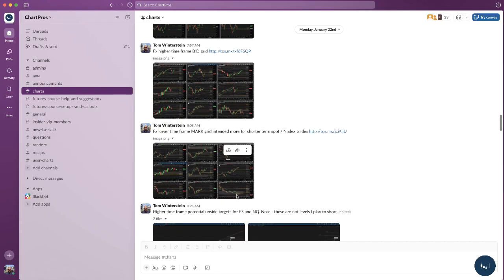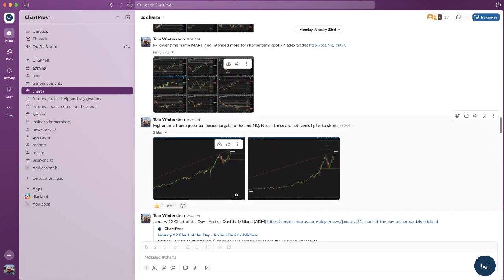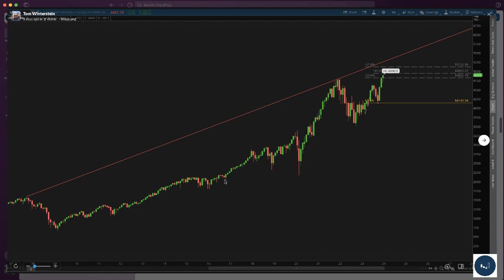So as we move through here, in this particular day, what I had posted was some higher time frame potential upside targets for the S&P 500 as well as NASDAQ. And I put a note of emphasis here. These are not levels that I plan to short. These are valid, and prices moving up still in these levels. And this is something that we taught in our Trading All-Time Highs webinar replay that you can view free on our website.